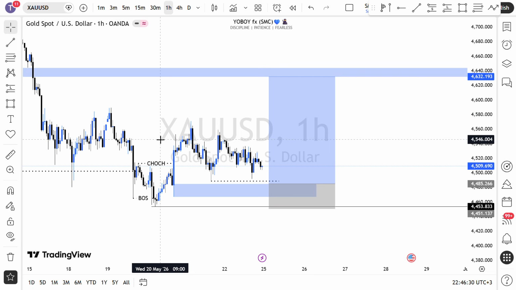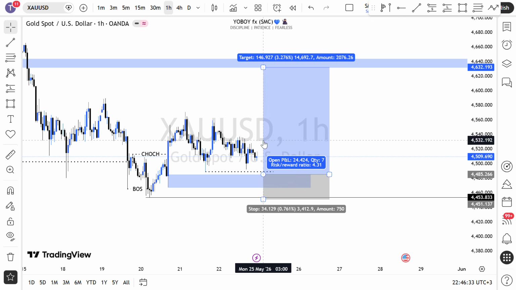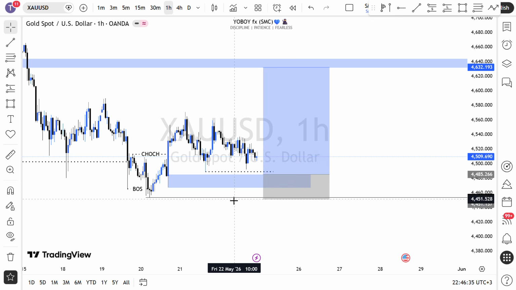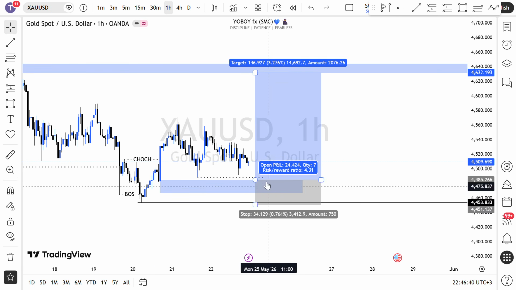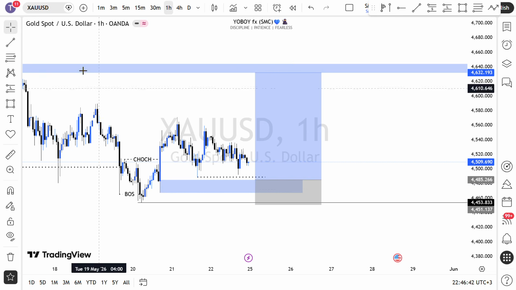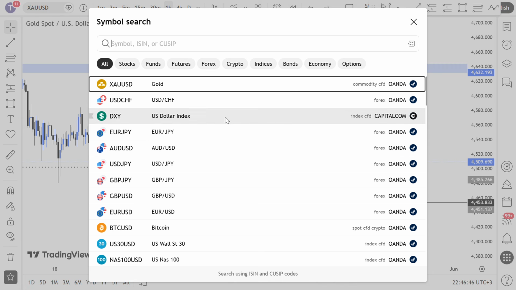I want to look for my trades from that area, or if price will be looking to sell even lower into this external liquidity, we won't have any information from this area. So that is my view on gold, guys. Let me know what you think in the comment section.